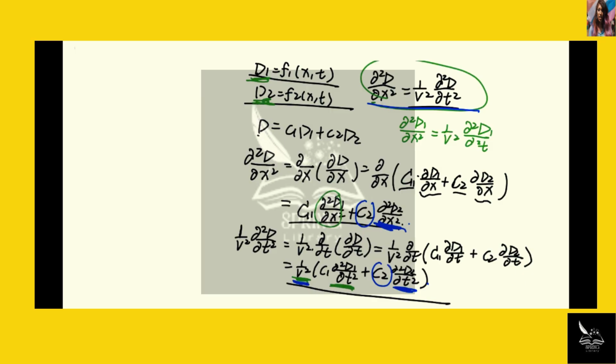So this whole expression is equal to the second derivative of d with respect to x. So that is to say, d also satisfies this relationship if both of its components satisfy the relationship.